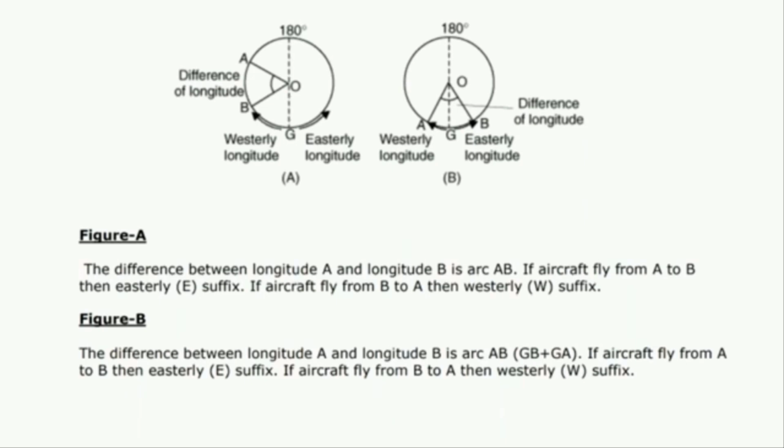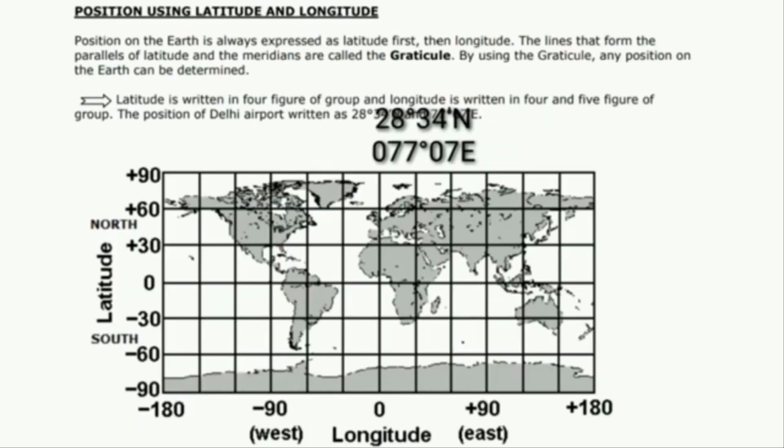Figure B. The difference between longitude A and longitude B is arc AB. If the aircraft is flying from A to B, then easterly suffix. If the aircraft is flying from B to A, then westerly suffix.